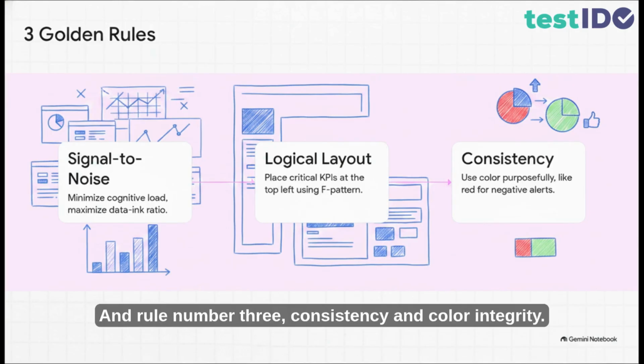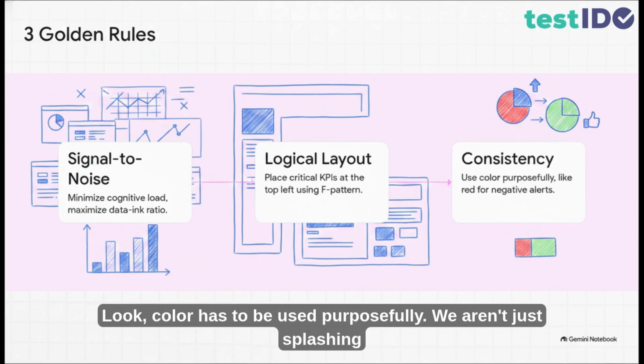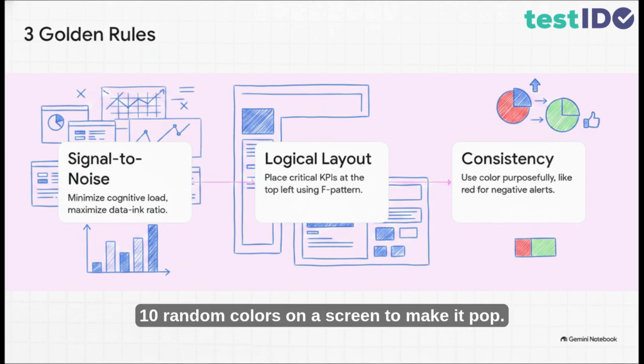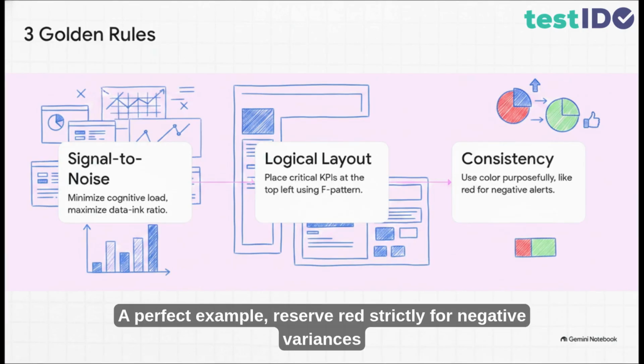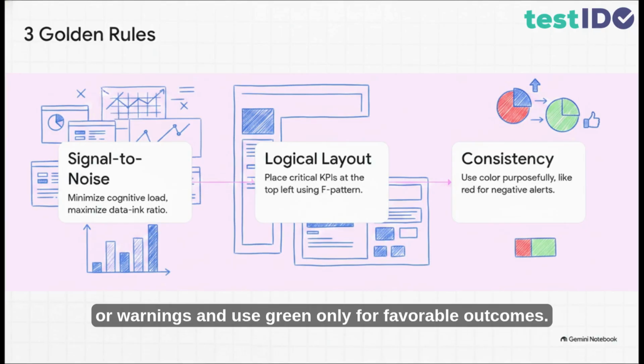And rule number 3, consistency and color integrity. Look, color has to be used purposefully. We aren't just splashing 10 random colors on a screen to make it pop. You use color to communicate. A perfect example, reserve red strictly for negative variances or warnings, and use green only for favorable outcomes.